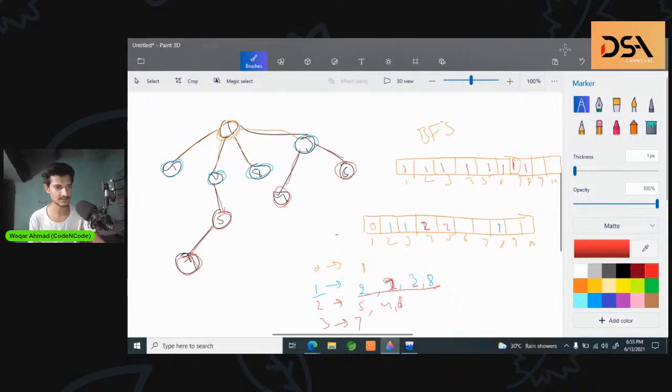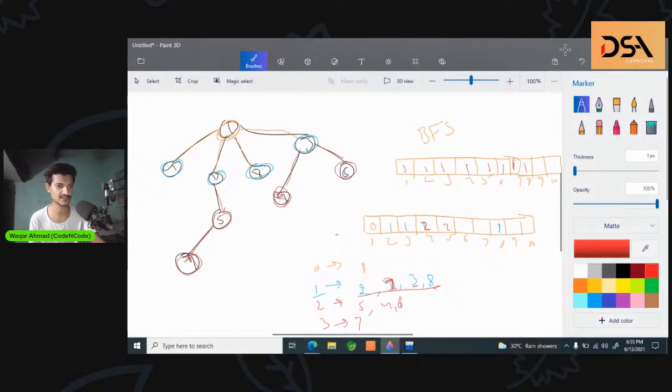So 8, 9, 1, 2, 3, 4, 5, 6, 7, 8, 9. There are only 9 nodes. So what is missing? 1, 2, 3, 4, 5, 6, 7, 8, and this is 9.